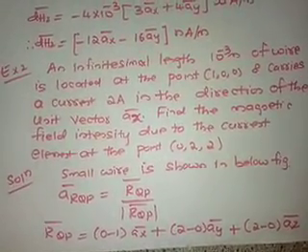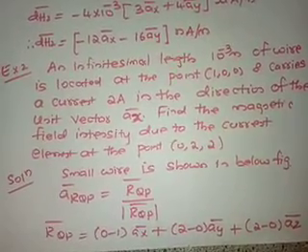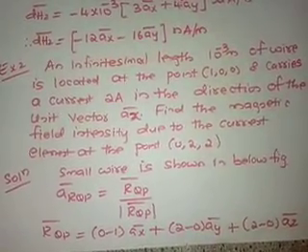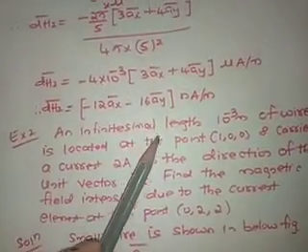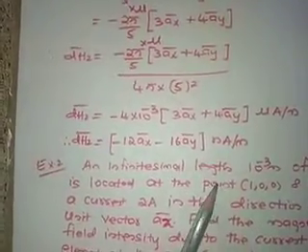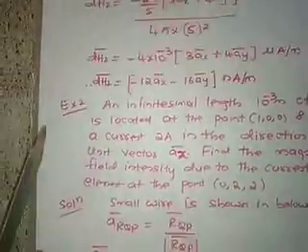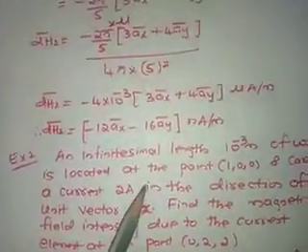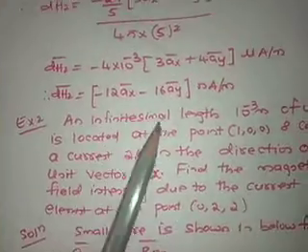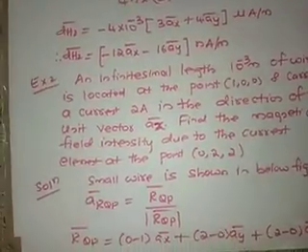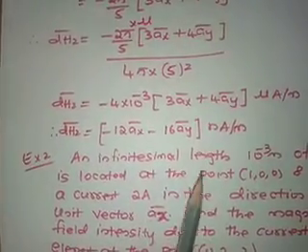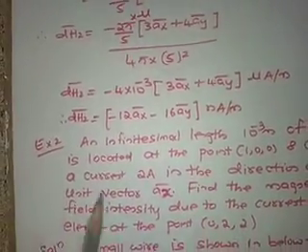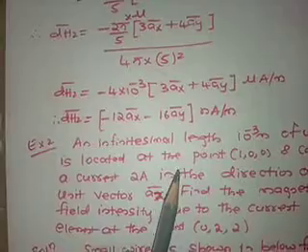An infinitesimal length 10 raised to minus 3 meter of wire. They have given the wire a small length; it is not the differential length. Remember, infinitesimal length means small length, 10 raised to minus 3 meter. It is not a differential length. Please let us be clear here: it is a small length. There is a difference between infinitesimal length and differential vector length.